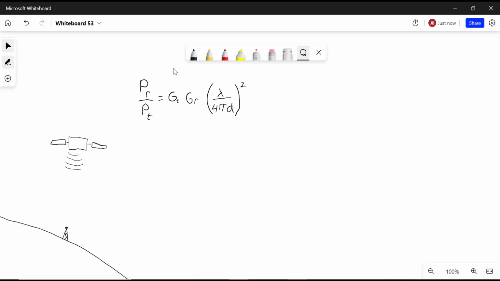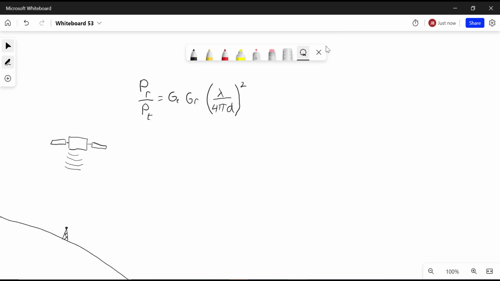We know that there is something called the Friis equation, which is defined here. This is one of many forms of the Friis equation. That is something that we can plug values into to characterize the amount of power that any given receiver or transmitter might see.